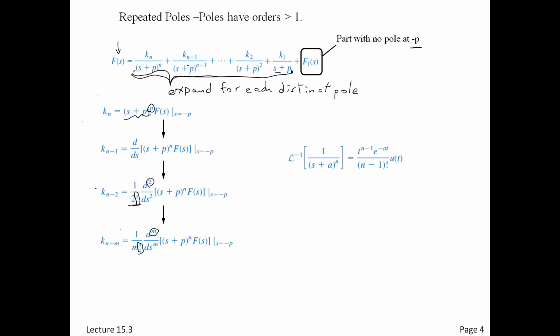So per term, if I take the inverse Laplace of 1 over, right, here's the term. What am I going to do? I'm going back to my table and look this up, and this is the term that I get, right? So I'm going to do that for every term in the repeated pole section. So I'll do it for that, I'll do it for that, I'll do it for that, I'll do it for that. This whole part with no pole at minus p is going to have to be dealt with separately.